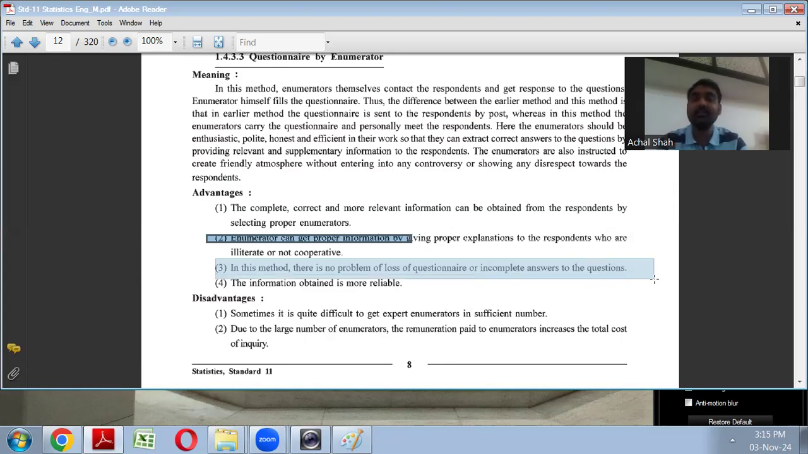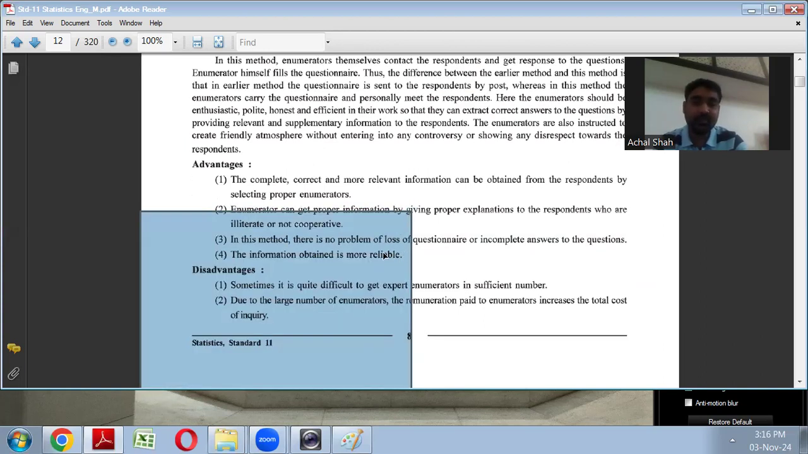Next advantage is that here the disadvantage that was there in the questionnaire by post method, that there is loss of questionnaire sometimes or incomplete answers to the questions are given. But here this thing is not going to happen because the enumerator himself is going to carry the questionnaire. He is going to record the answers given by the respondent at the very place. Okay, so in that case, any question will not be left unanswered, or there won't be any case that the questionnaire will be lost.